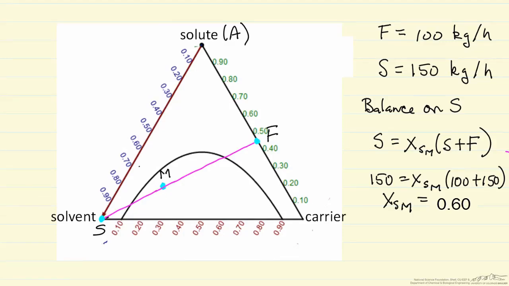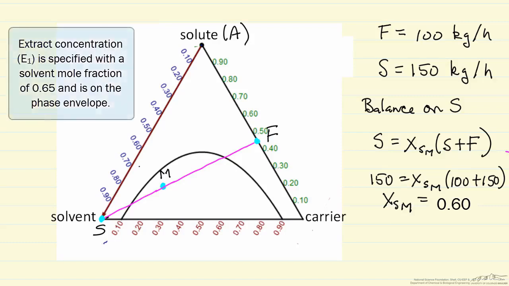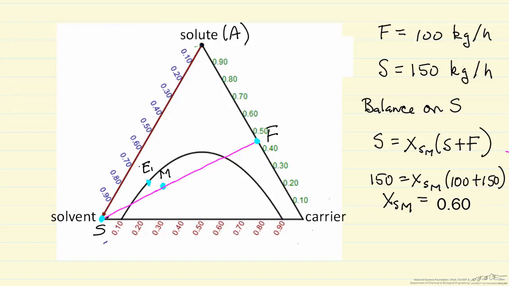So I'm going to specify concentrations. It's going to be on this phase envelope here because remember, we're going to get phase separation in this region. So here's the extract concentration. So this is E1, right? This is the solvent leaving enriched in the solute. Because of our earlier mass balance, if we were to draw a straight line between these points, it's going to intersect the phase envelope here, and this is our raffinate R2.